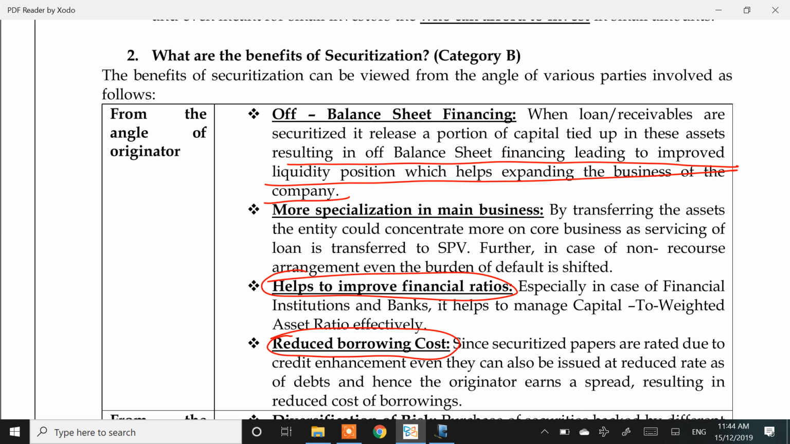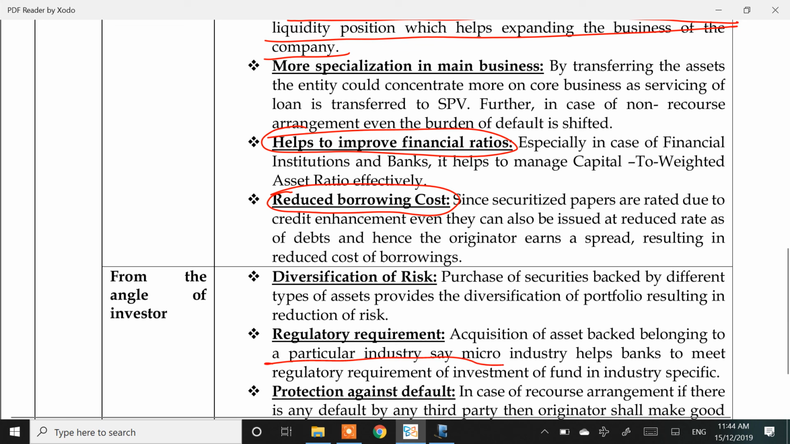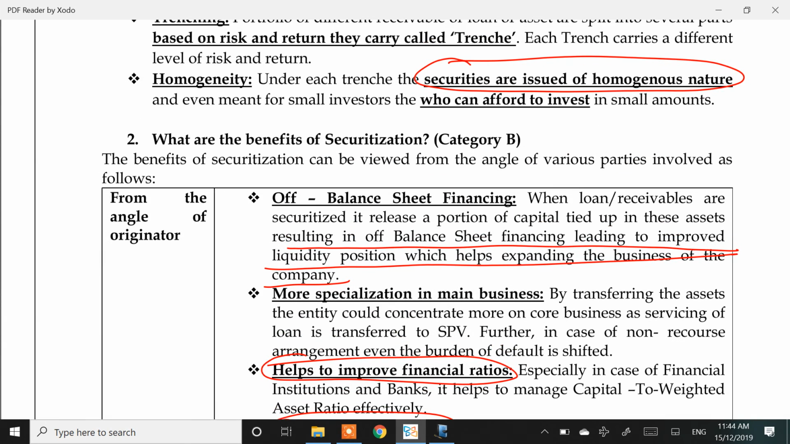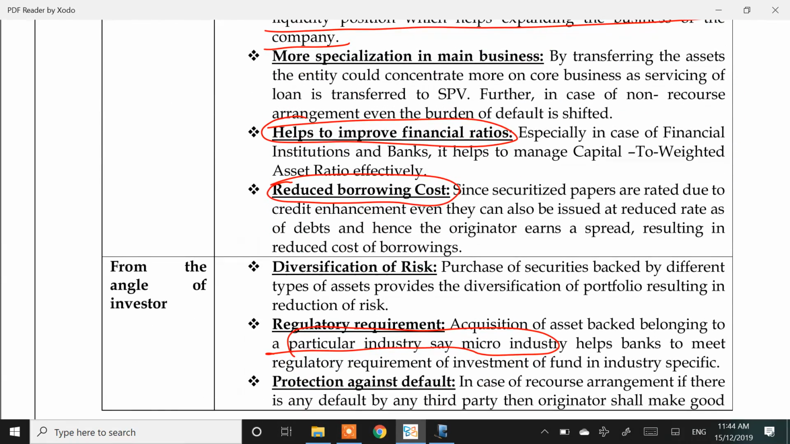From the point of view of an investor, there can be a diversification of risk because the securities are backed by different types of assets. Also, there can be some regulatory requirements that some companies have to invest in micro industries, some companies have to invest in a particular sector. All of that can be met by investing in securitized assets. And if it's a recourse kind of arrangement, you are also protected against the default which can happen. So there are benefits for the originator, and there are also benefits from the point of view of an investor as far as securitization is concerned.